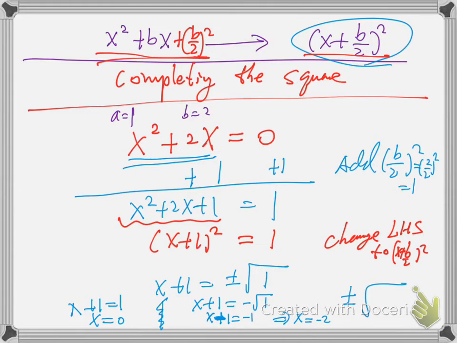So this is the easiest example of the completing square method. The completing square method is not easy, it's very hard. So that's the key part of the completing square method. Now let's look at one more example.